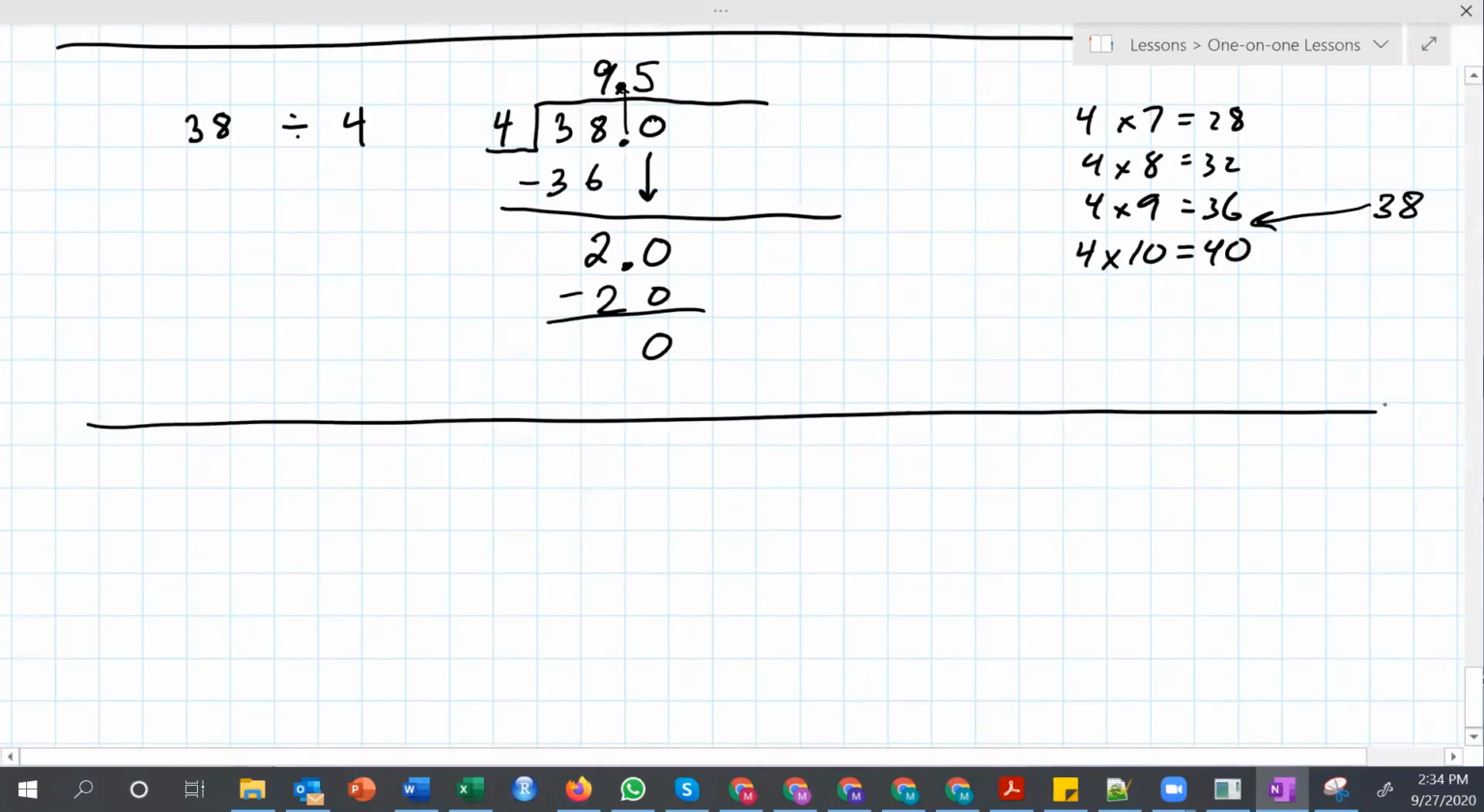Let's try another one here. Let's try 23 divided by 4.